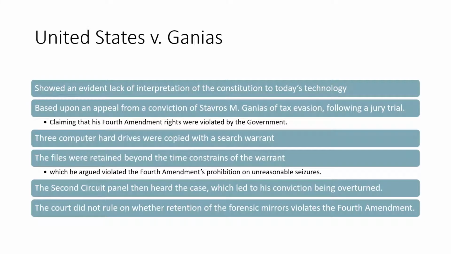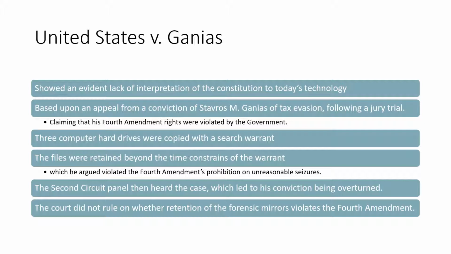A key court case when talking about selective seizures of digital evidence is the case of the United States versus Ganias. This brings to light the evident lack of interpretation of the Constitution to technology currently in the 21st century. The case was based upon an appeal from a conviction of Stavros M. Ganias for tax evasion following a jury trial. The appeal was presented on the basis that his Fourth Amendment rights were violated by the government.